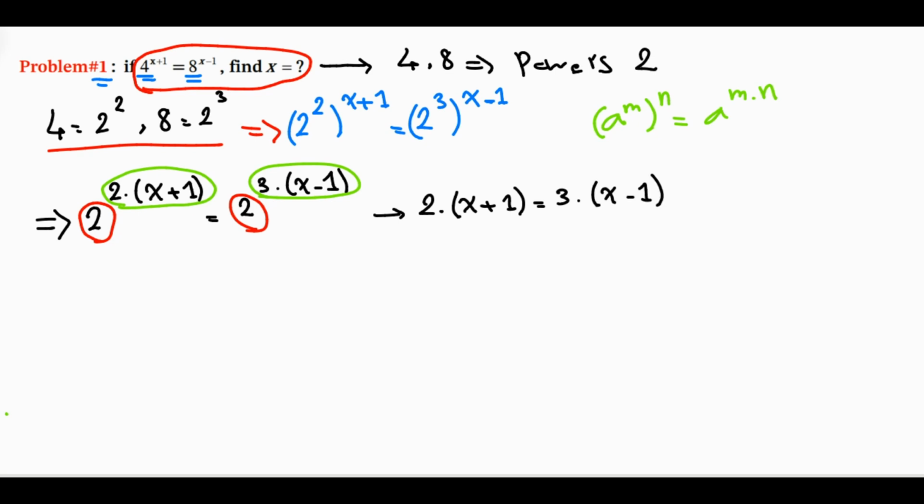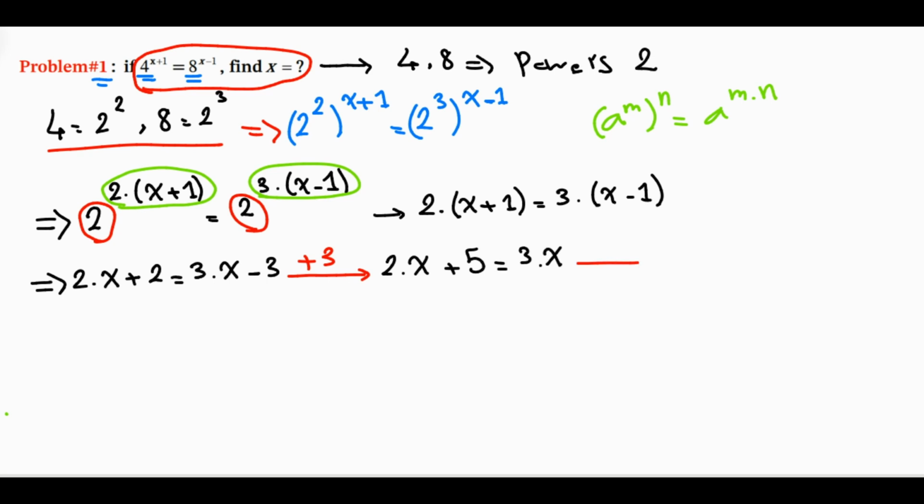Let's simplify and distribute it out. 2 times x plus 2 equals 3 times x minus 3. Add 3 to both sides. Plus 3. 2 times x plus 5 equals 3 times x. Subtract 2x from both sides. x equals 5.